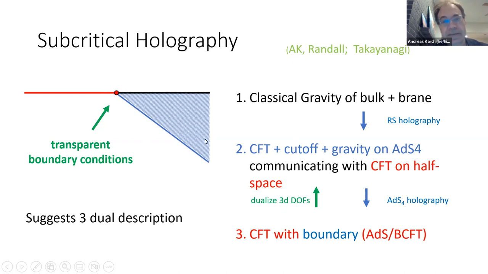So the geometry of this brane world suggests three dual descriptions. We have a BCFT, we have gravity plus bath, and we have classical gravity.